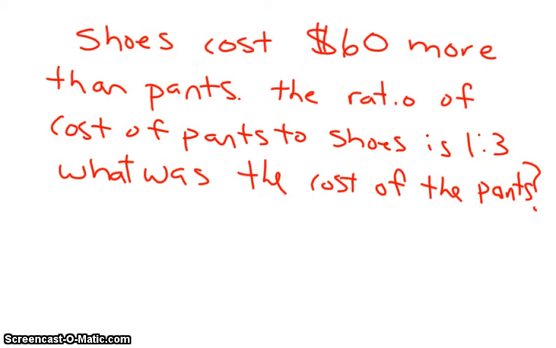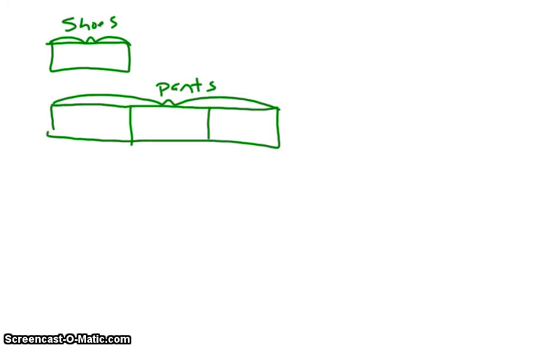We know that shoes cost $60 more than pants. Let me make sure, I might have mislabeled this by mistake. I did. Sorry, I wasn't looking at it when I was writing this. So we know that shoes cost 3 times as much as pants. So this is my pants, and these are my shoes. There, now I got it right for you. Sorry about that. It says that shoes cost $60 more than pants, so $60 more than pants is my shoes.